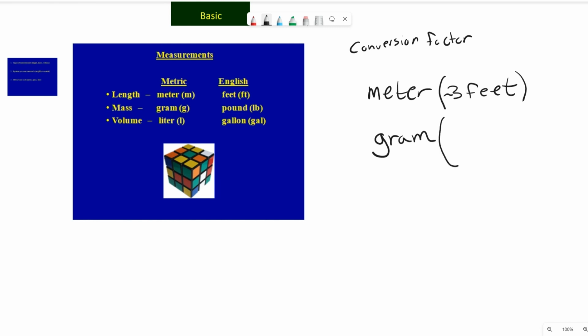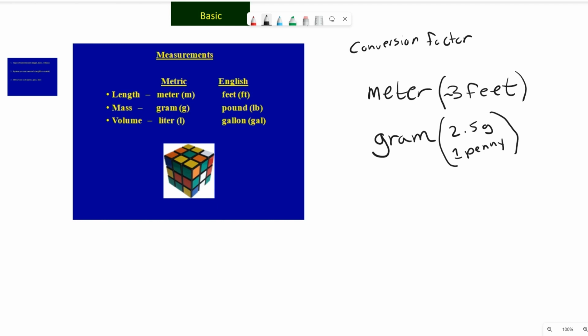The basic metric unit for measuring mass is a gram. And about how heavy is a gram? Well, there are approximately 2.5 grams in 1 penny. So if you held a penny in your hand, it would weigh about 2.5 grams. That's really light. When you think of a gram, you're thinking of about what a paper clip would weigh.